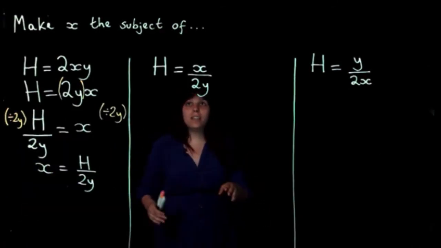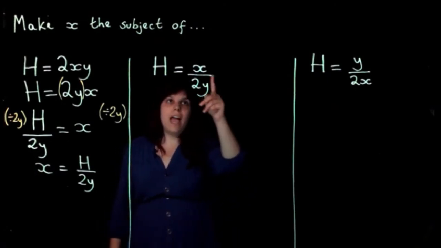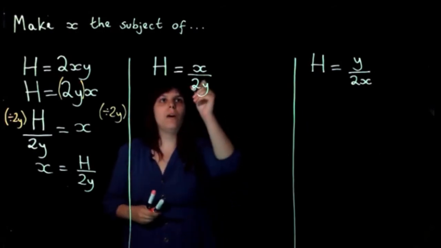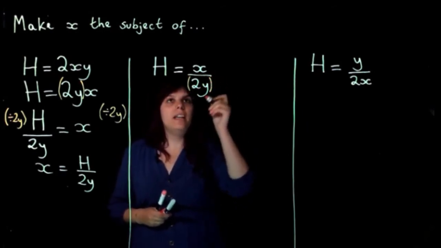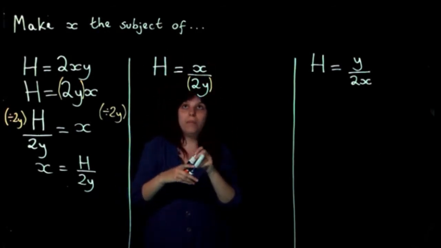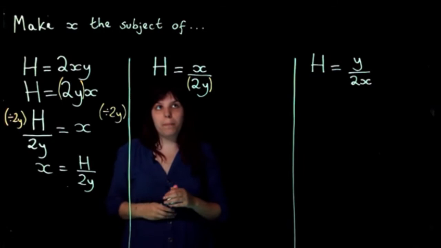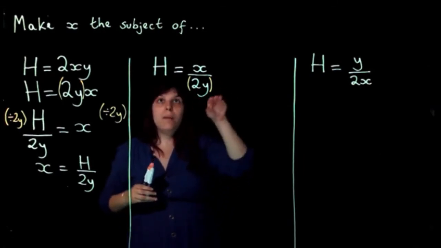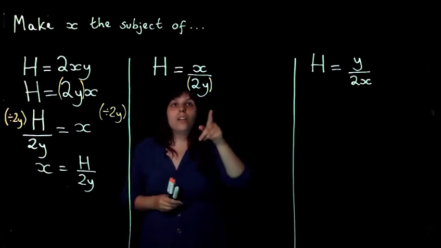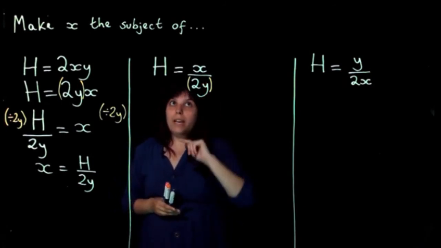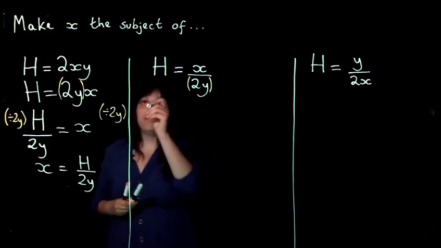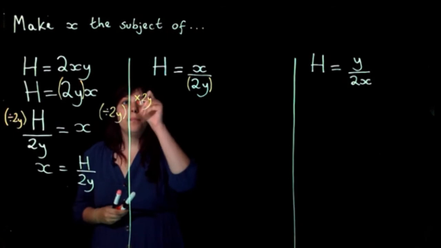Okay, so in our second example, we've got h equals x divided by 2y. If I put my 2y in brackets, then I now have 3 separate parts of my equation again, my h, my x, and my 2y. So that means that I can manipulate this to get my x on its own. Currently, I'm dividing by 2y. So to get rid of that, I'm going to multiply by 2y.